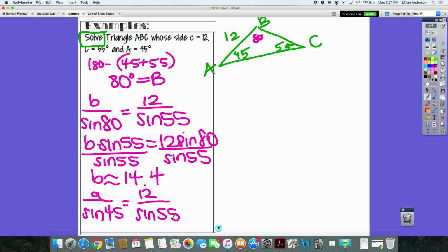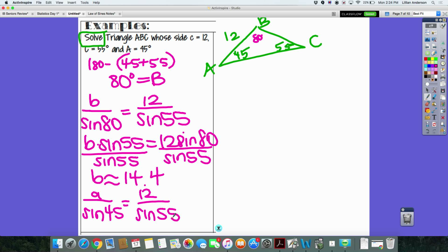Question? If you were to take the exact value of length B, couldn't you just use Pythagorean? That is a good question. Could we take side B and use Pythagorean theorem? Yes or no, why not? It's not a right angle. Now, if it was a right angle, yes.